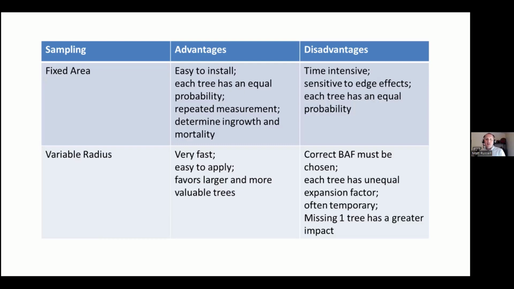But you need to know which size prism, or which basal area factor, BAF, you want to use. And you might want to know that if you miss one tree in your sample, it's going to have a much bigger impact with this variable radius plot design than it would compared to the fixed area plot, just because it's a very different sampling design that relies more on the size of a tree being selected rather than the abundance or the frequency of a tree being selected.